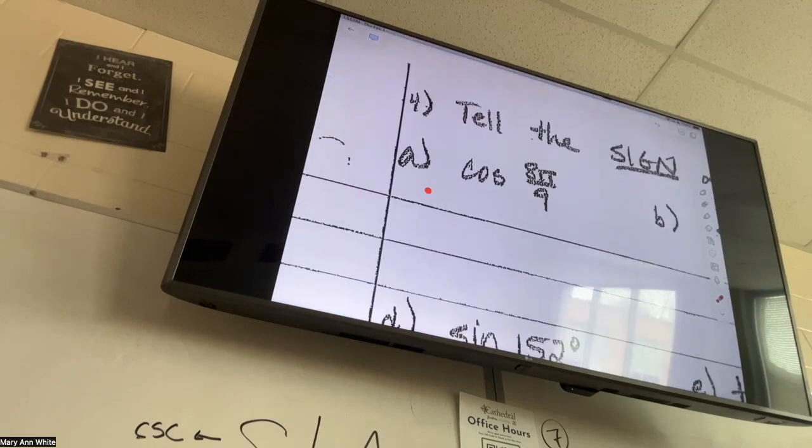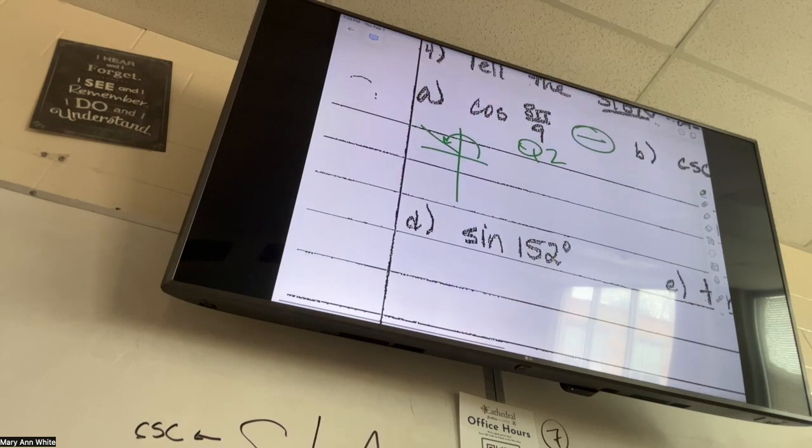So for number 4A, it says tell the sign of cosine of 8 pi over 9. What quadrant would 8 pi over 9 be in? Second quadrant. It's almost 1 pi. You don't have to do anything that I'm doing except for the final answer, but 8 pi over 9 is almost a whole pi, so it's somewhere here in quadrant 2. Now, cosine in quadrant 2 is positive or negative? Negative, right? Because what's the only thing that's positive in quadrant 2? Sine. So if I'm talking about cosine or tangent, they are negative.